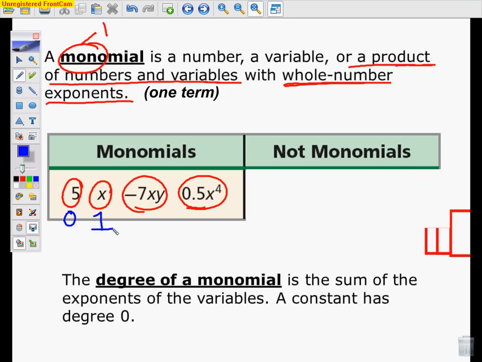Negative 7xy, that has a degree of 2 because once again it's the sum of the exponents of the variables. So x has an exponent of 1, y has an exponent of 1. 1 plus 1 is 2. All right, and then 0.5x to the fourth, that has a degree of 4. Let's try some more of those.